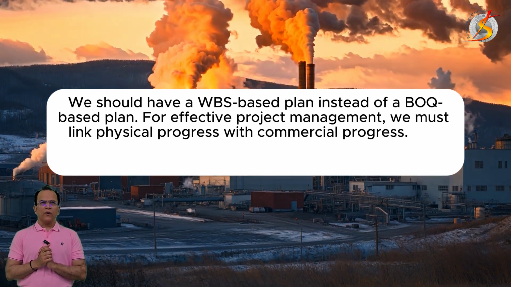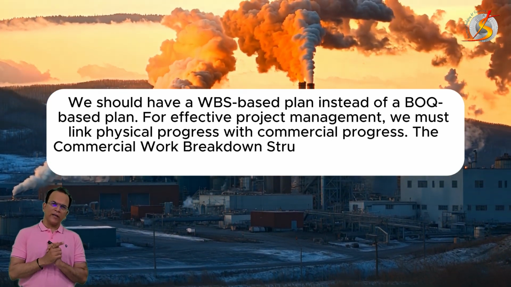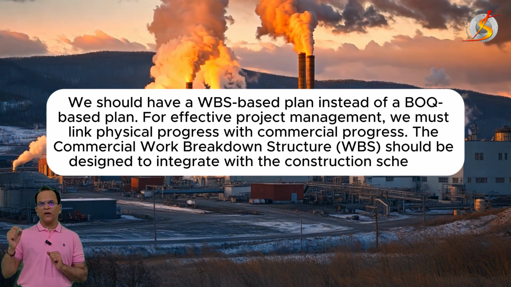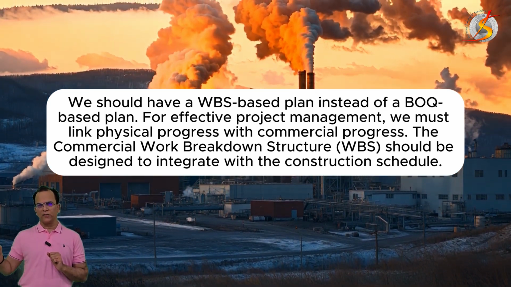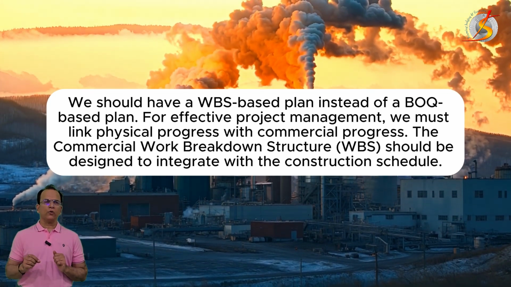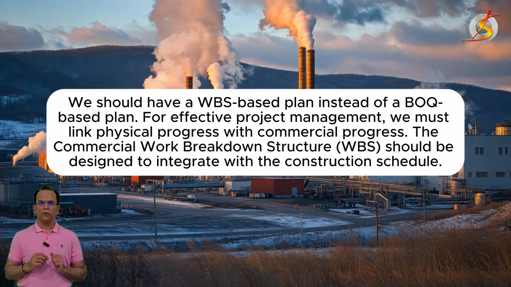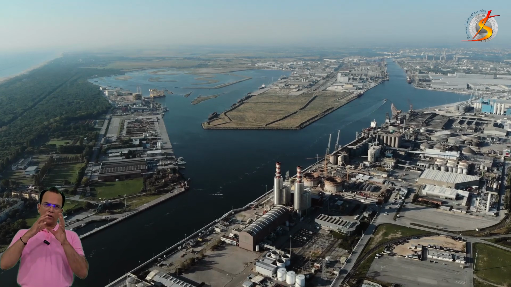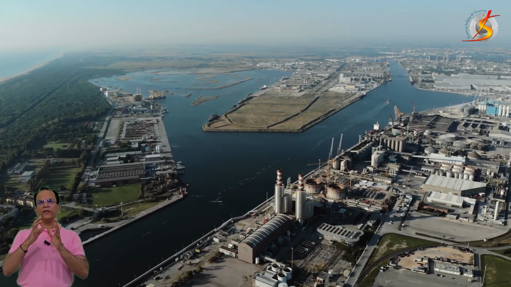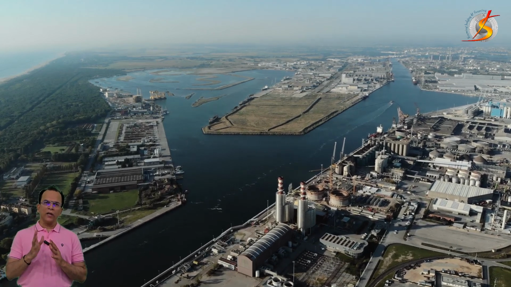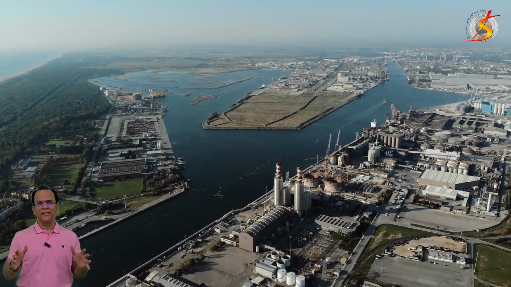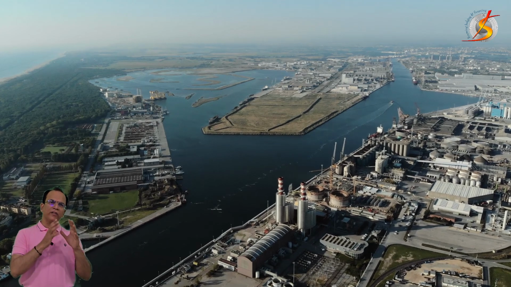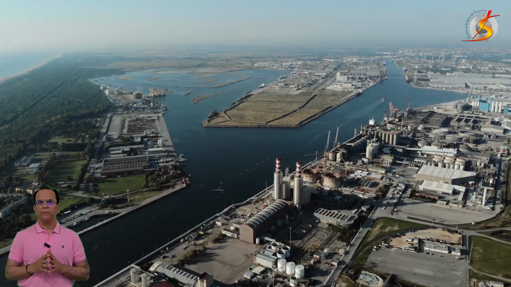Why? For effective project management, we must link physical progress with the commercial progress. The commercial work breakdown structure, say WBS, should be designed in such a way to integrate it with the construction schedule. So it is very important that we integrate our commercial WBS with the physical progress WBS. And it is only possible if we have both in the same line. Same line means they both are planned with respect to the process-based WBS system.